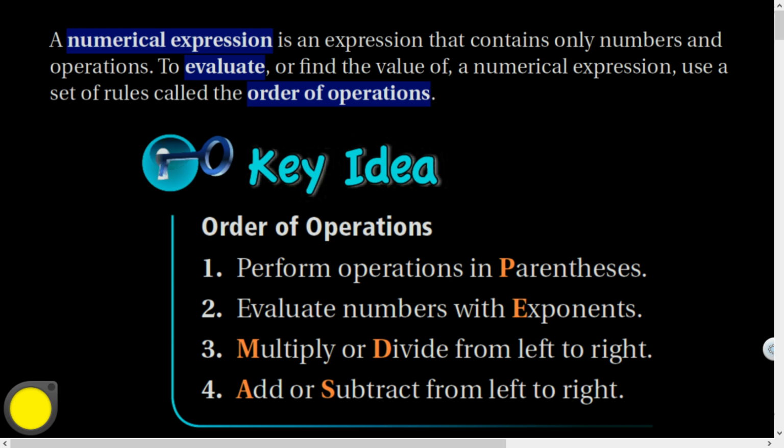Mr. Waddy here. We're talking about a prerequisite skill for algebra: order of operations. First of all, a little language here.